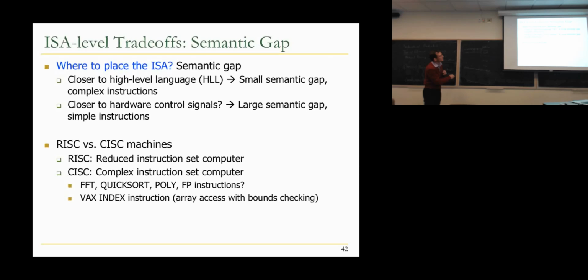But let me give you an example. Initially, the philosophy of the RISC machines was keep the hardware as simple as possible, which means that your ISA should be at this level, right? Control signals, which means that I guess you shouldn't support any data types. But that's an extreme, actually.